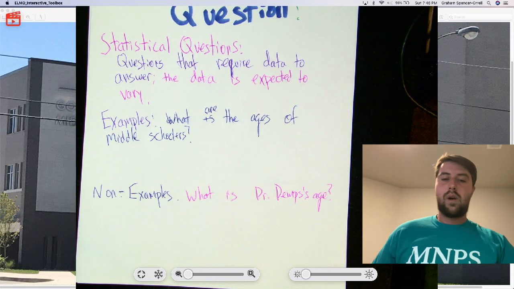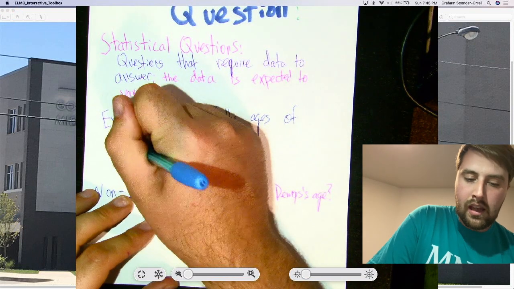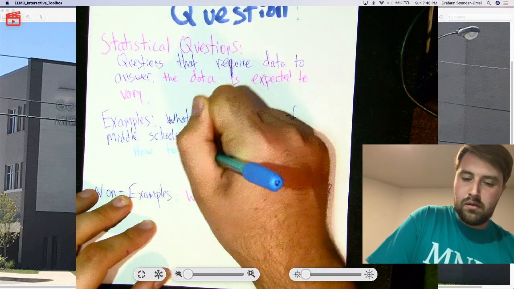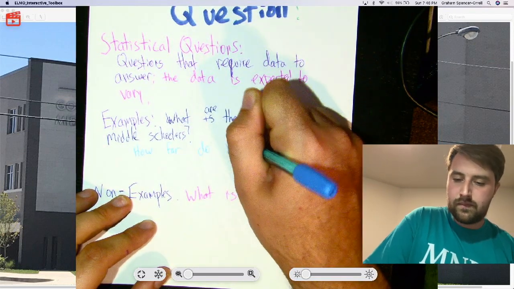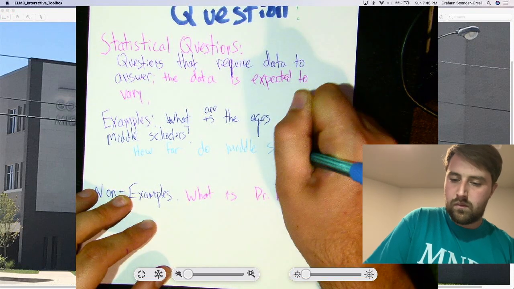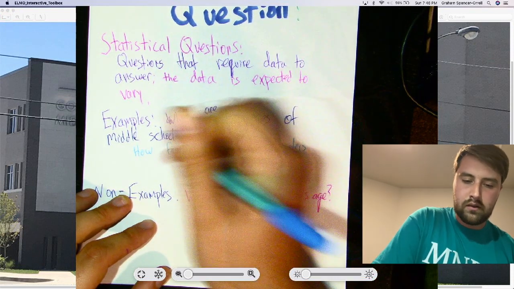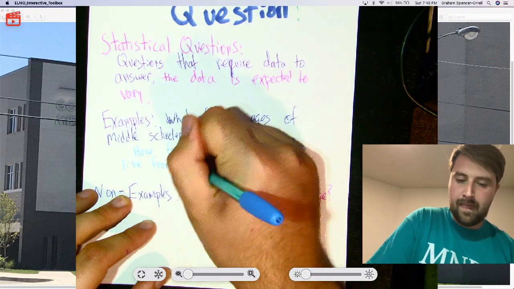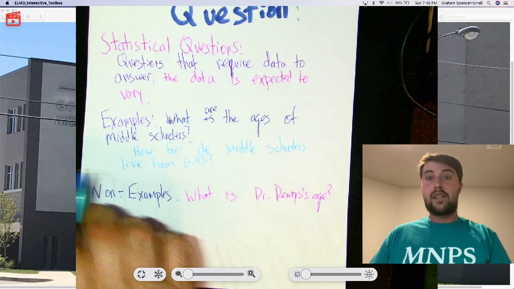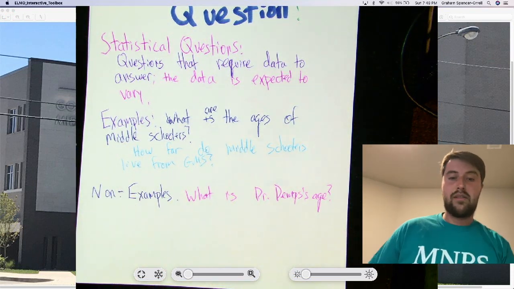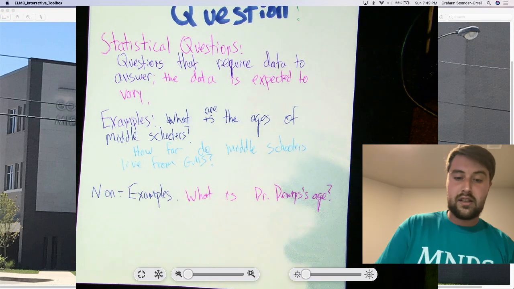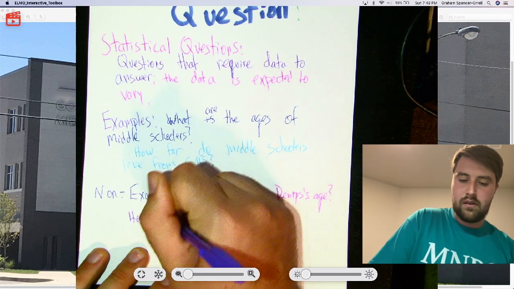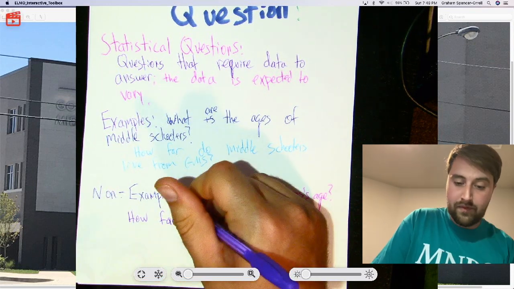Another example of a question, we already talked about this. How far do middle schoolers live from Goodlettsville Middle? And then something like that would be not an example of a statistical question, it would not be a statistical question, would be how far does Mr. Spencer live from Goodlettsville Middle? Because I only live one distance from Goodlettsville Middle.